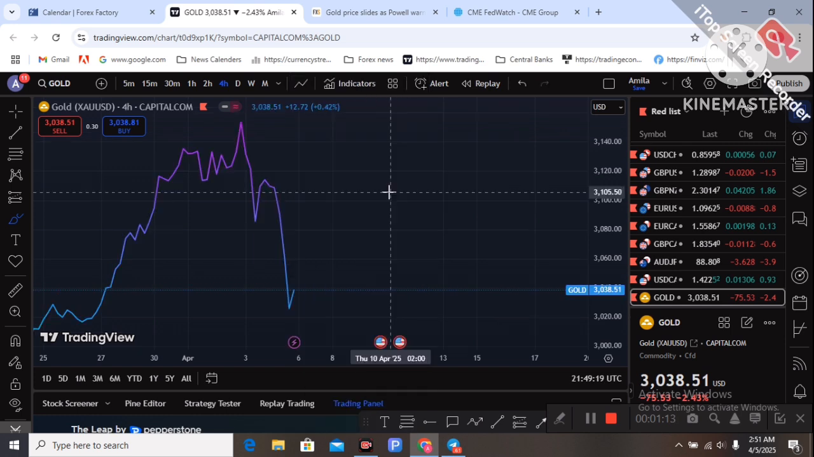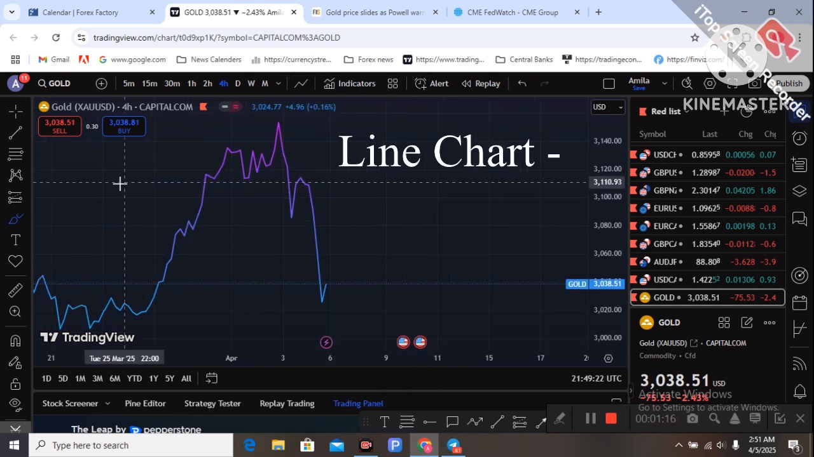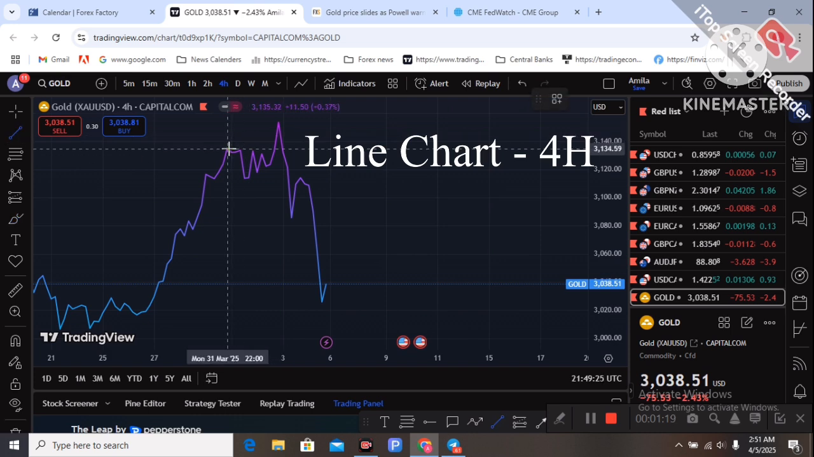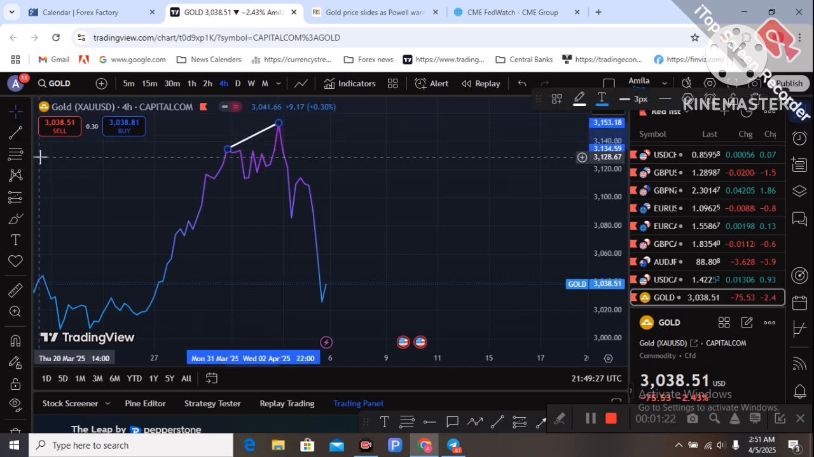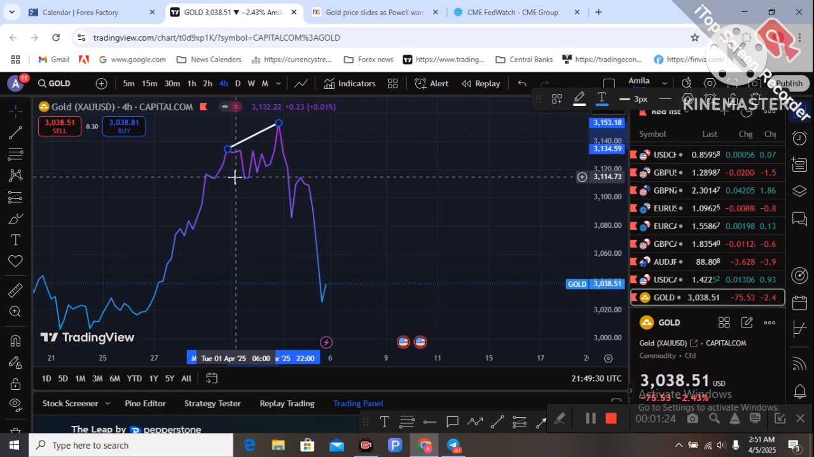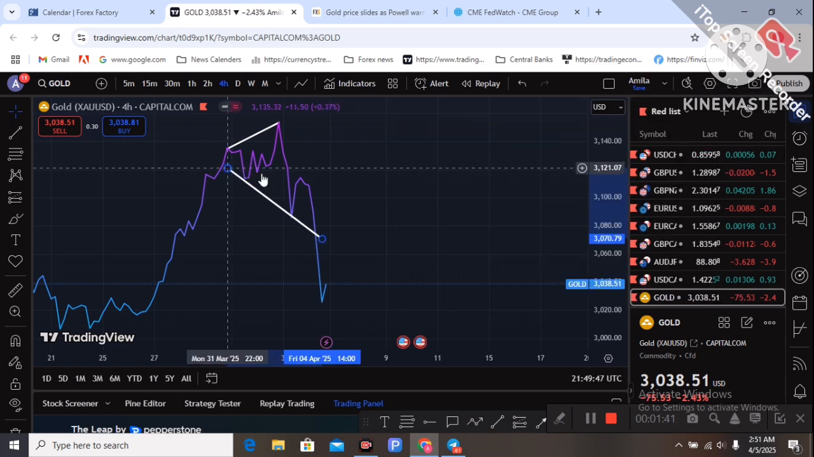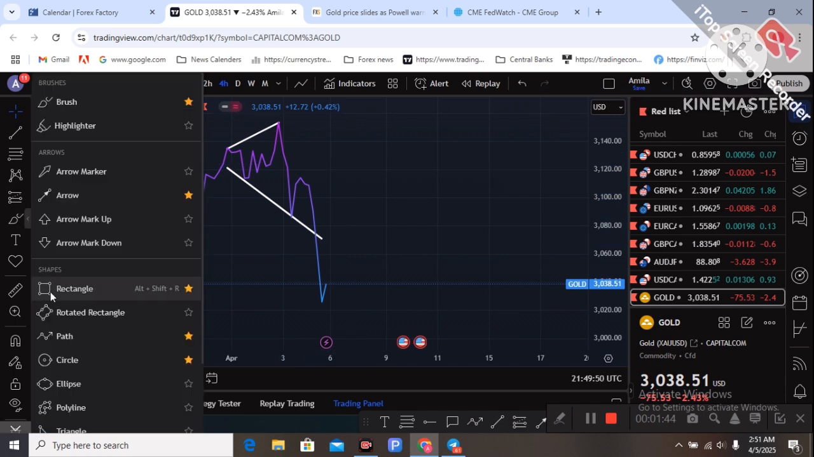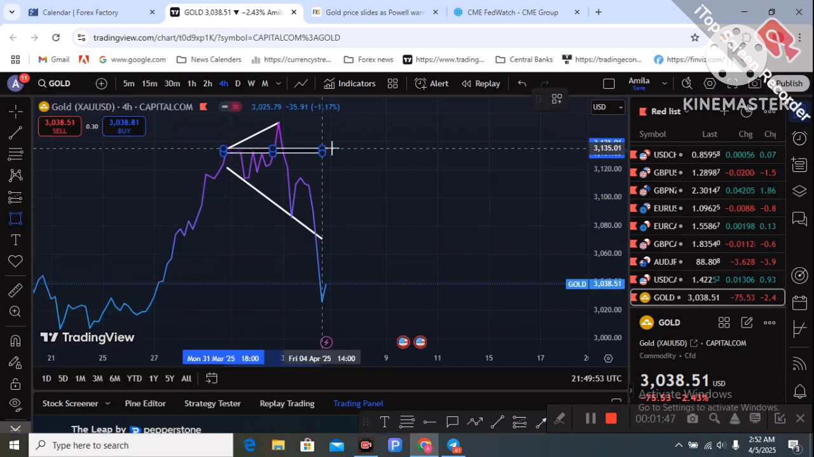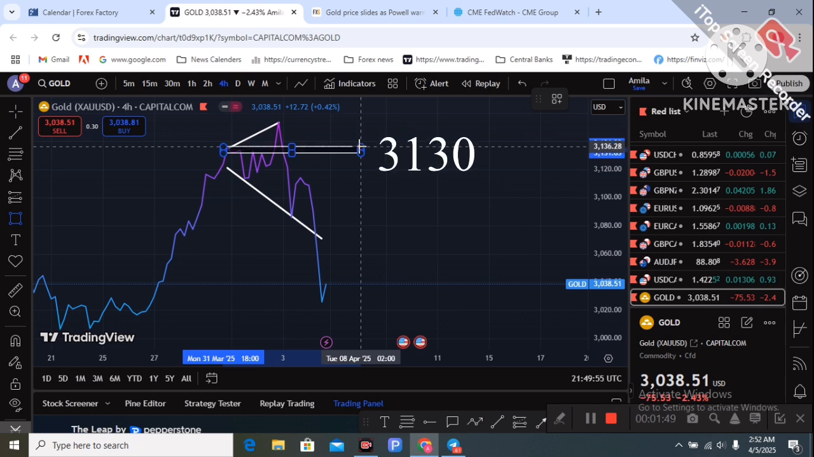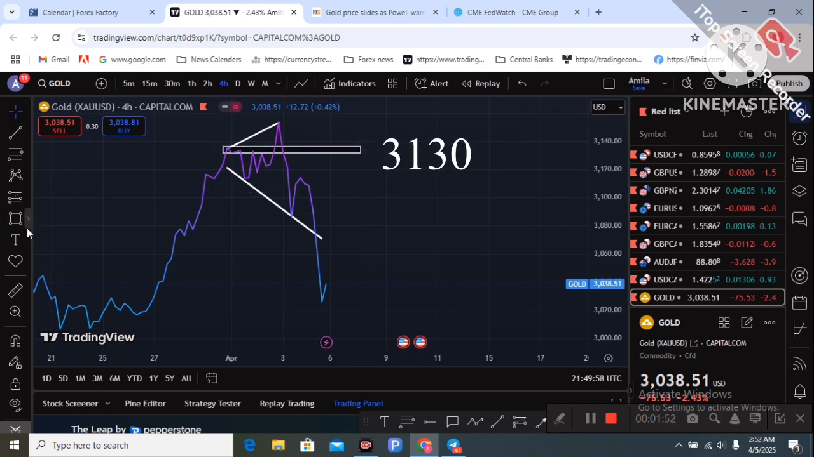So let's see what is next week. I am going to the line chart. This is an interesting pattern I am seeing here. Technically this is a higher high and this is the lower low price created. This is the famous QM, Quasimodo, sell setup on the 4-hour chart. I am seeing the reversal pattern from last week continuing. This area is the QM sell area, the 3135 area, on the line chart.